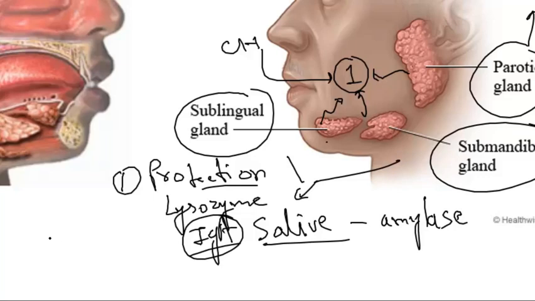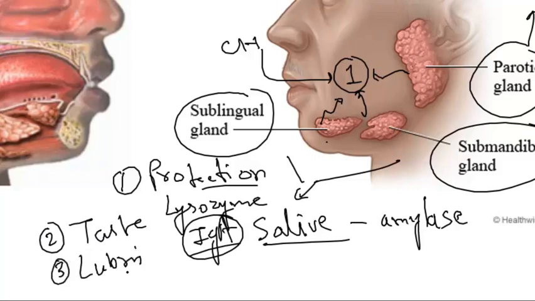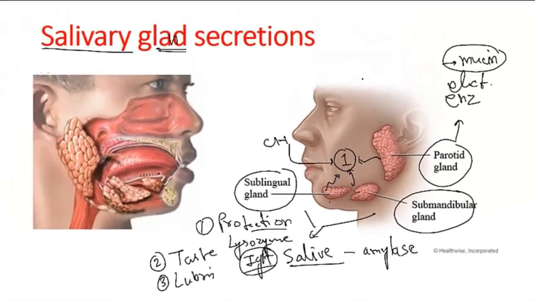Saliva also helps in the process of taste because it will dissolve the food chemicals. Then it also helps in lubrication, because it produces a little amount of mucus. And fourthly is the digestion that we talked about, where it can break down starch with the help of amylase.